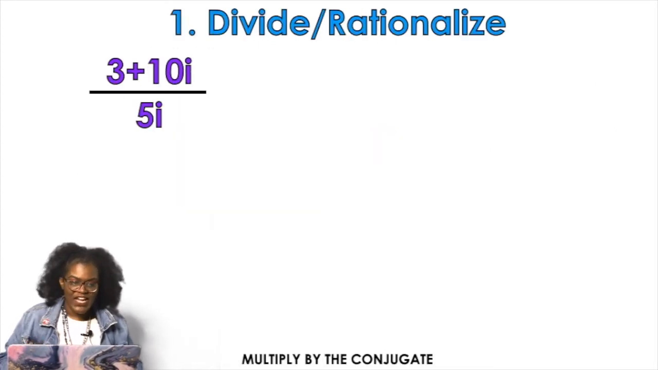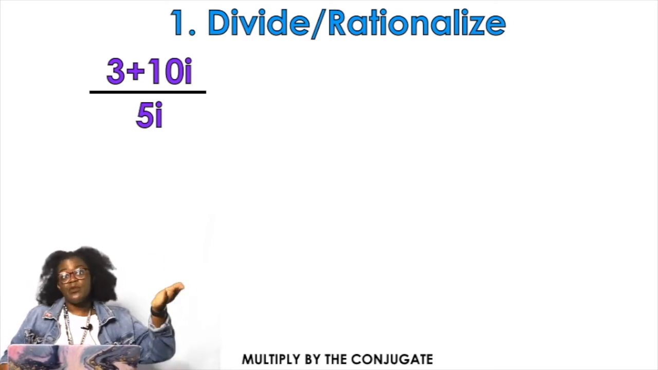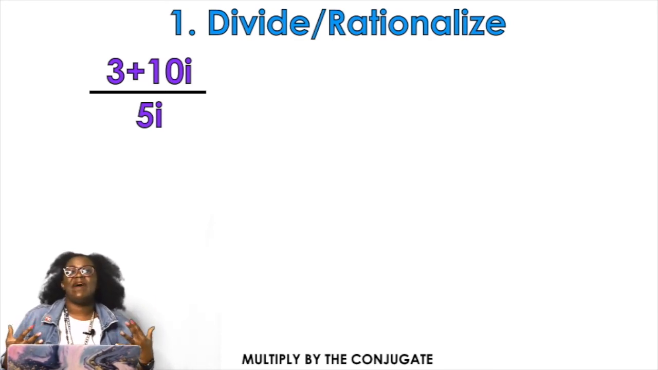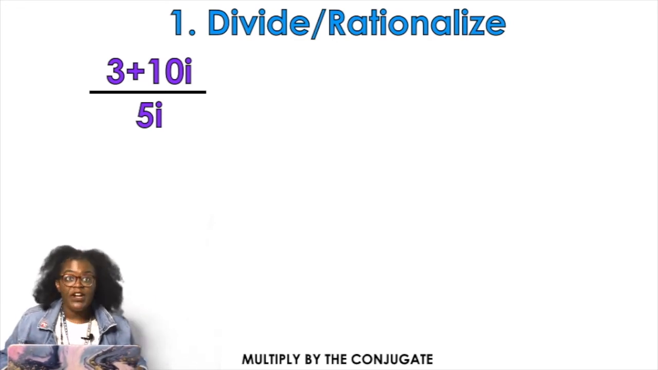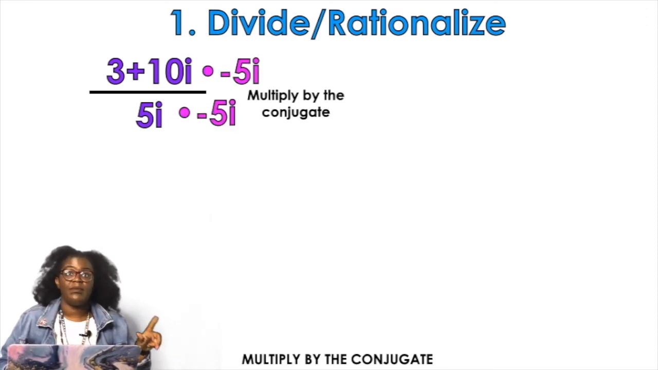Okay, divide and rationalize. This is the harder part. We want to multiply by the conjugate. Remember, we just talked about complex conjugates, right? You want to change the sign of the imaginary part. So for our denominator, we have 5i, so the conjugate is going to be negative 5i. So I want to multiply the top and the bottom by negative 5i.